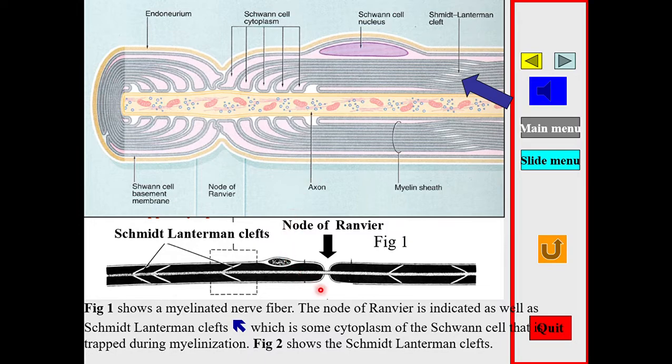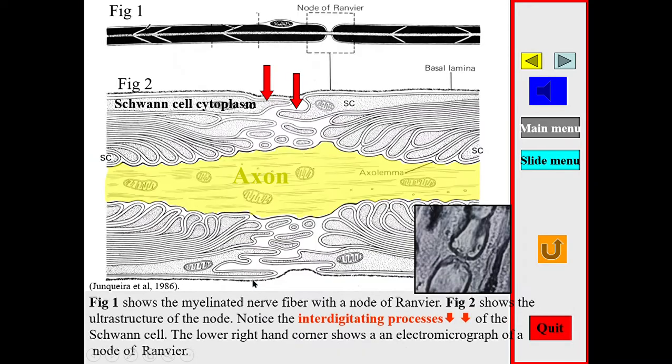Again, this is the node of Ranvier, no myelin located in the node of Ranvier. This is the node of Ranvier, the membrane of the Schwann cell, the cytoplasm, and this is the node of Ranvier under the electron microscope. No myelin. Within the node of Ranvier, we can see lots of mitochondria. And why? Because it is the site of saltatory conduction, or the jumping of the impulses, and a site of the collateral axons.